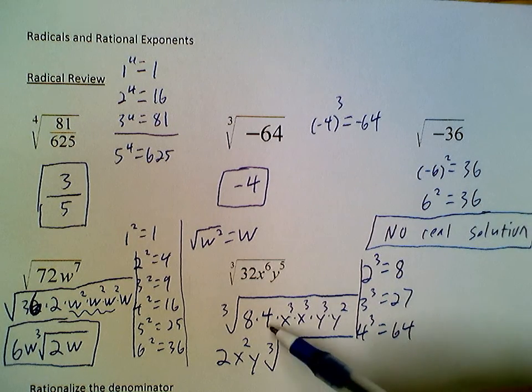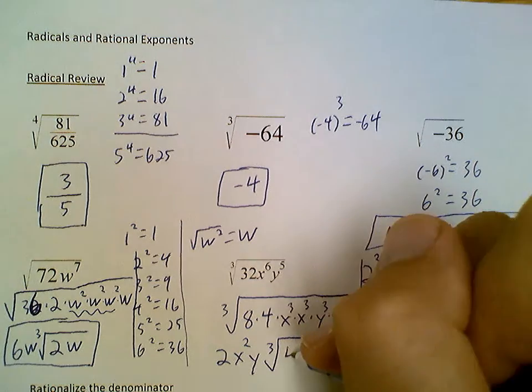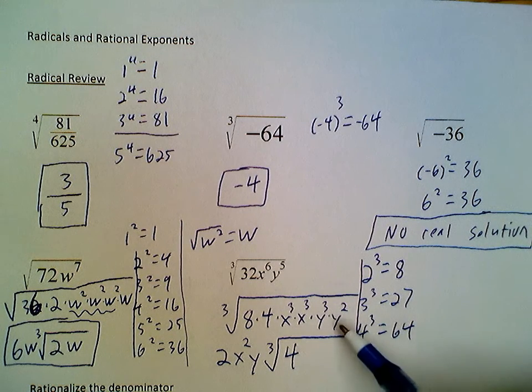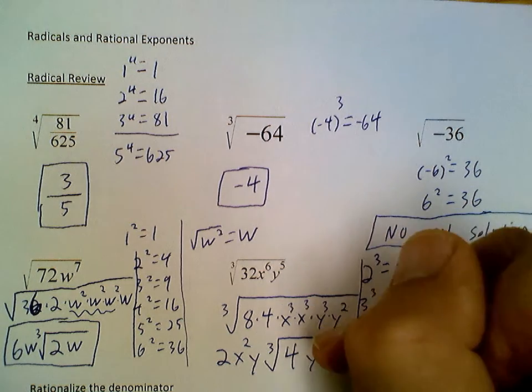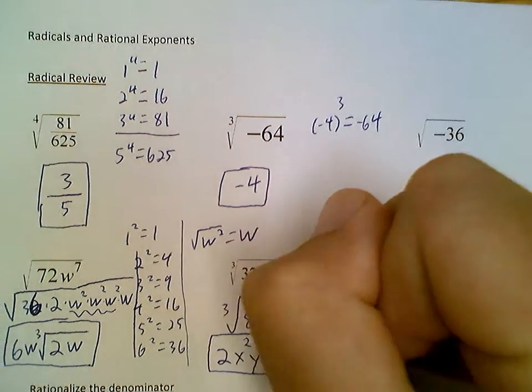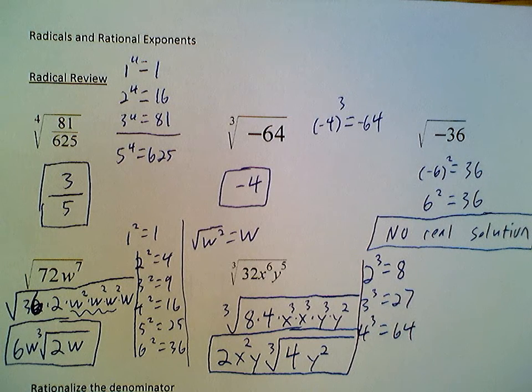Then what is still trapped on the inside? Okay, well, this 4 is still there. There are no more x's on the inside because they came out perfectly. There is, however, still a y to the 2nd trapped on the inside. And so this right here is as far as you can go. 2x squared y times the cube root of 4y to the 2nd.